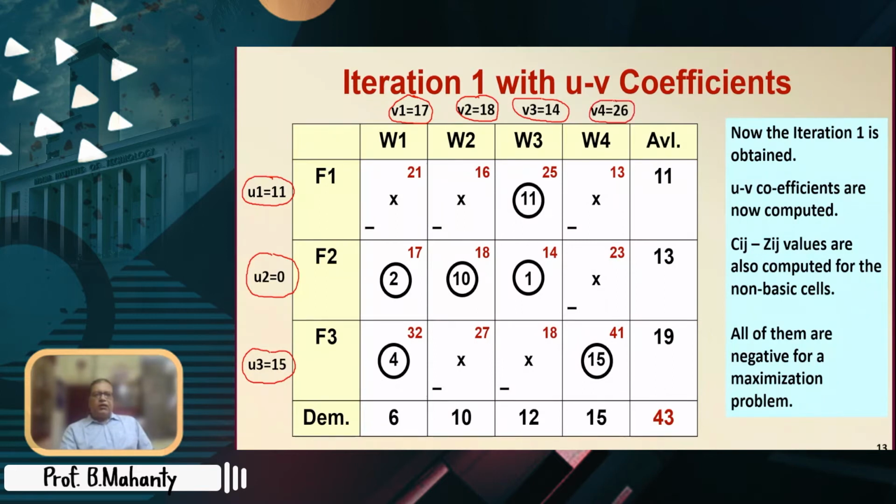So you see now the sequence is shown to you. The sequence is we have this 0. Using this 0, we get this 17. Using this 0, we get this 18. Using this 0, we get this 14. Using this 14, we get this 11. And using this 17, we get this 15. And using this 15, we get this 26. All right, so this is the calculation.